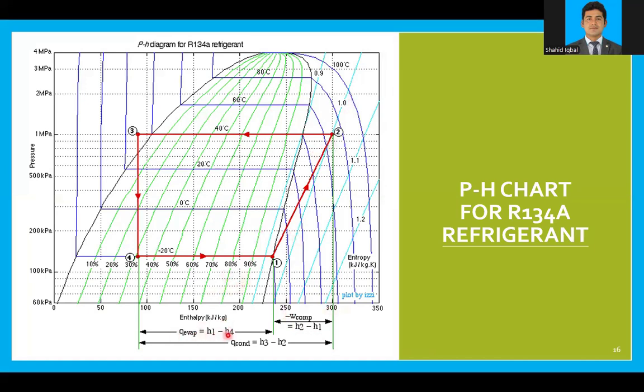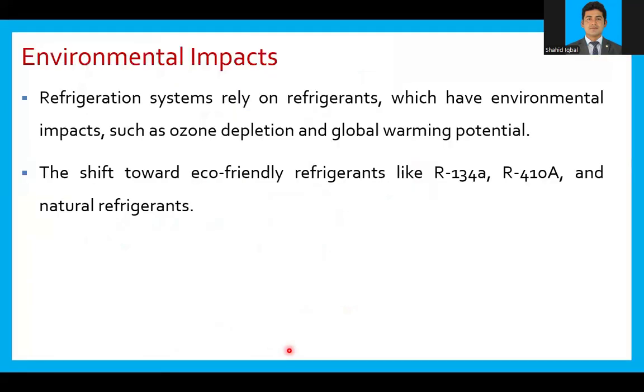सो इसी तरह आप H1 - H4 से भी निकाल सकते हैं. आप H1 - H4 से रेफ्रिजरेटिंग इफेक्ट निकाल सकते हैं and H2 - H3 से आप हीट रिलीज बाय द कंडेंसर आप निकाल सकते हैं.